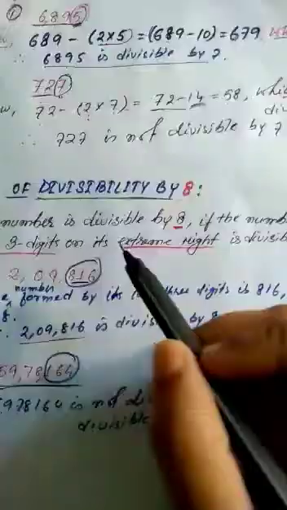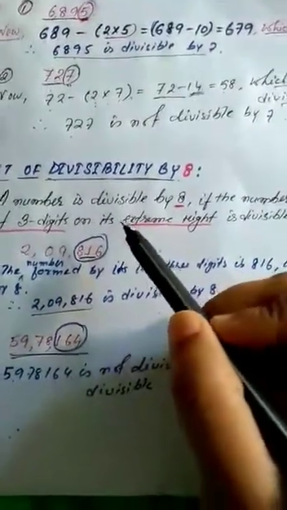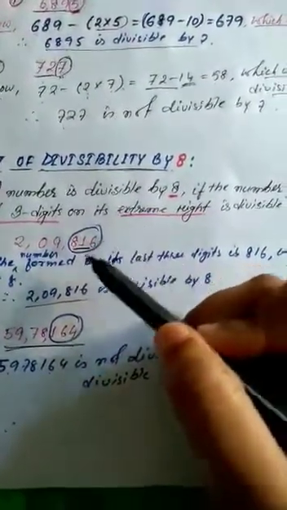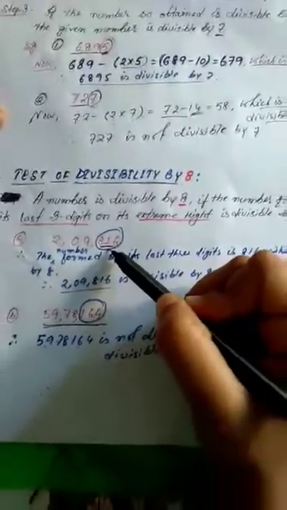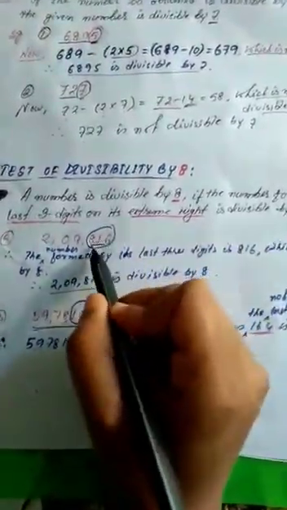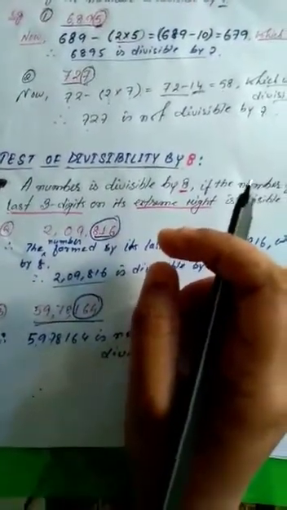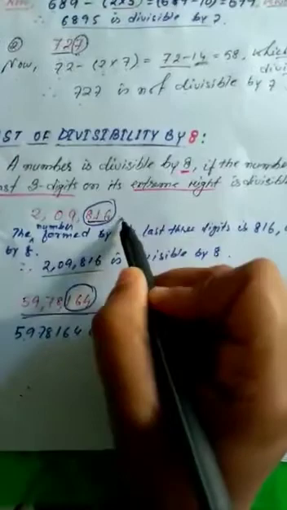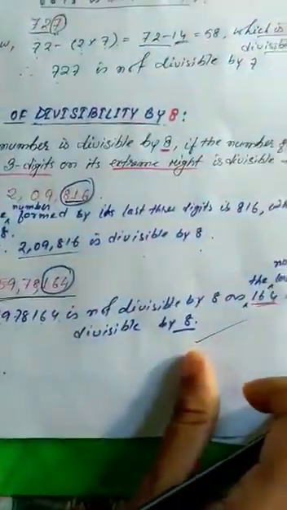Alright, so what you have to remember here is just to see the last three digits formed from the extreme right side. If the number formed by the last three digits is divisible by 8, then the whole number is divisible by 8. Alright students, so let's move to the next.